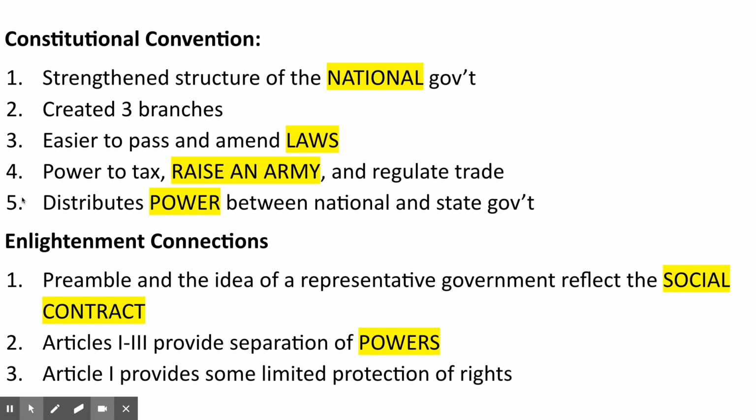All right, and then finally, how does that all connect to the Enlightenment? Well, in our preamble, as we said earlier, we have the right to life, liberty, pursuit of happiness. It goes right along with the social contract. Okay, we basically say if the government doesn't do what it's supposed to, we can change it. The first three articles talk about separation of powers, which is something Montesquieu talked about. And then Article 1 talks about protecting your rights, John Locke, and natural rights. So there's that connection there.